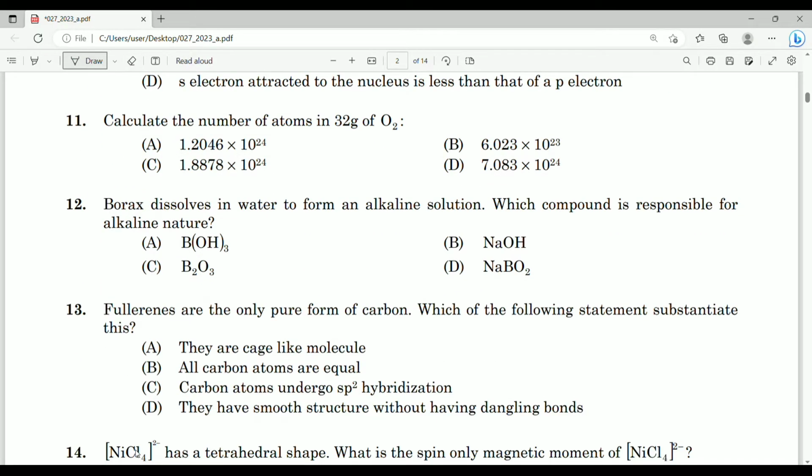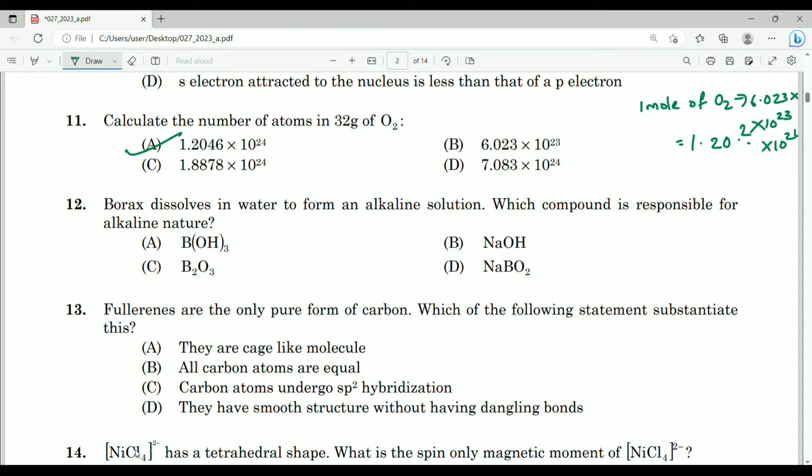11th question, calculate the number of atoms in 32 gram of O2. So 32 gram of O2 means 1 mole of O2. 1 mole of O2 contains 6.023 into 10 raised to 23 molecules. So 2 oxygen atoms means 2 into 6.023 into 10 raised to 23. That means 1.20 something into 10 raised to 24. So the answer is A, 1.2046 into 10 raised to 24 atoms.